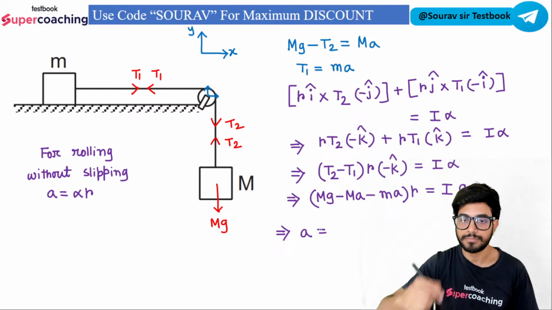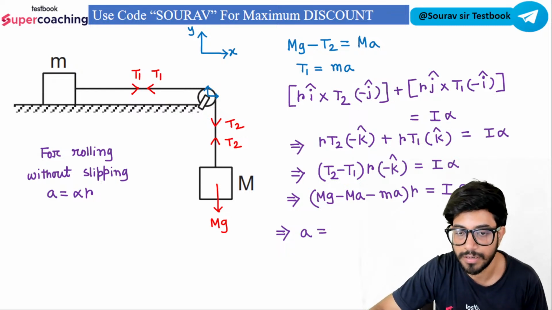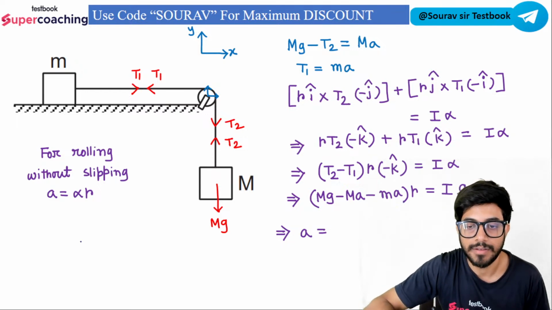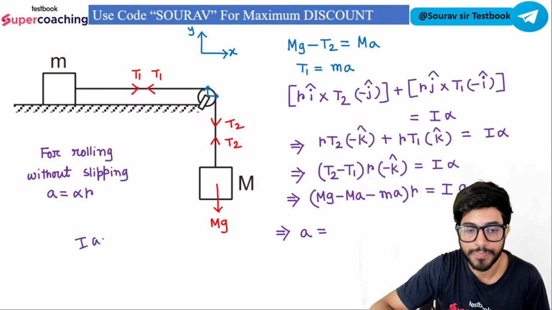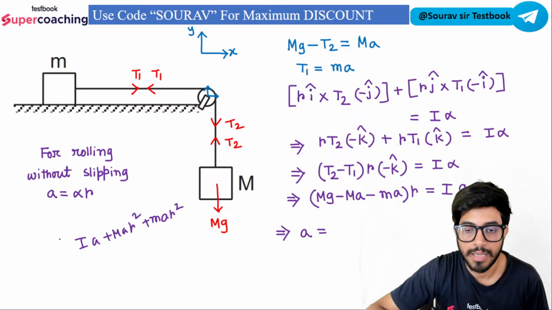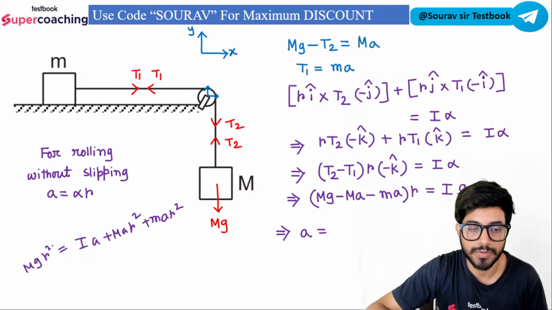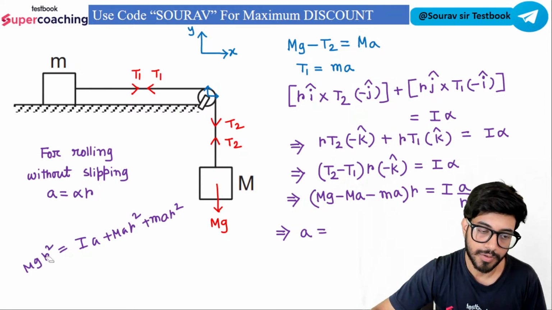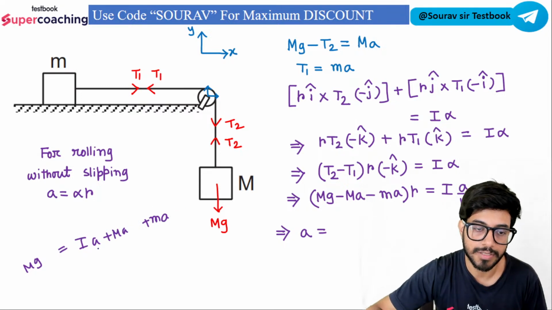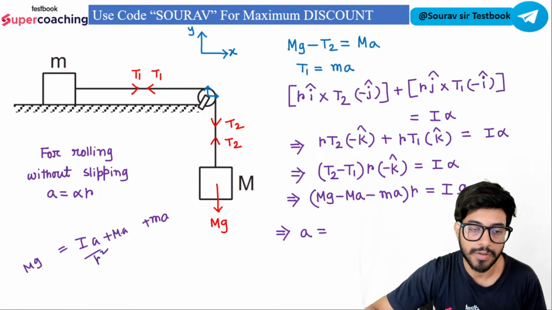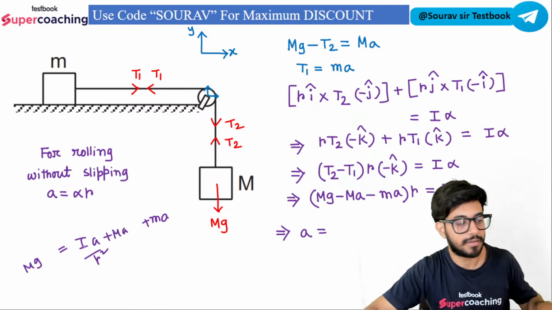From this expression, you can very well write down that acceleration A is equal to, you bring all these terms over here, you put R square, then I A plus M A R square plus small m A R square is equal to capital M G R square. So you cancel R square, R square, R square. Here is an R square in the denominator. You take A common. So A equals capital M G divided by small m plus capital M plus I by R square.